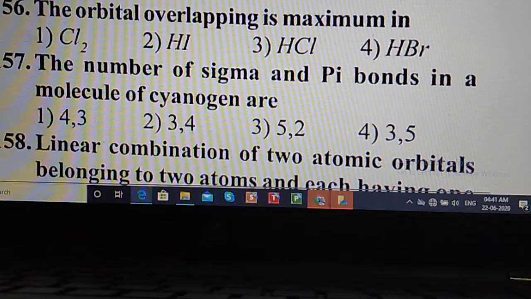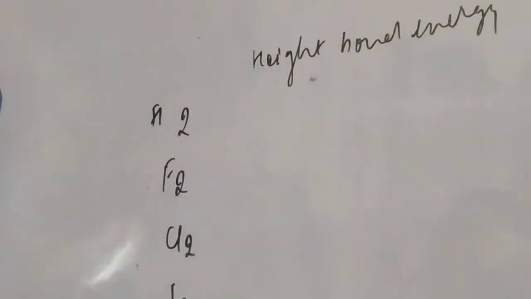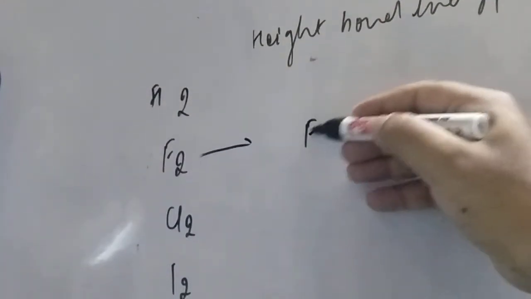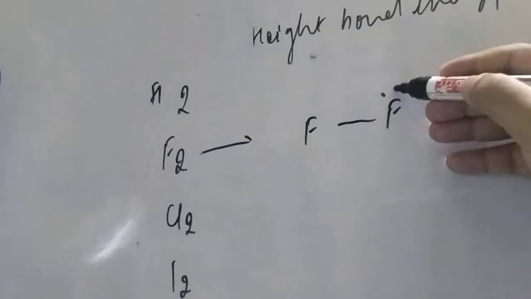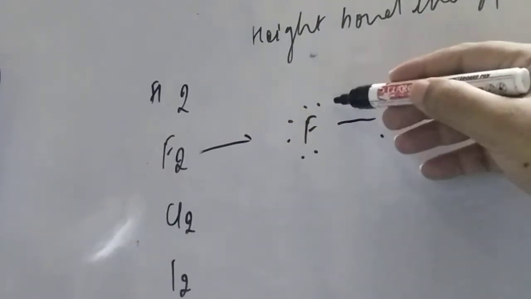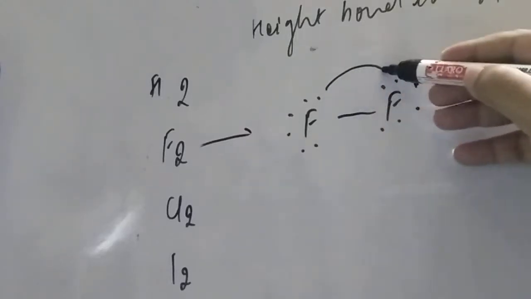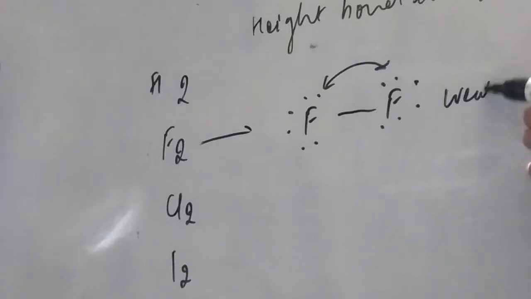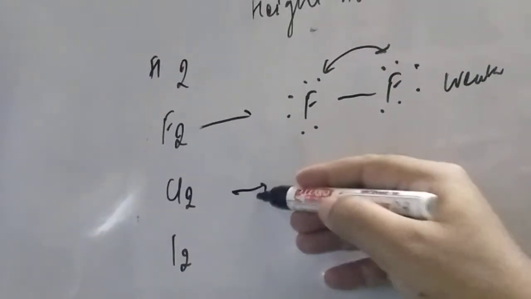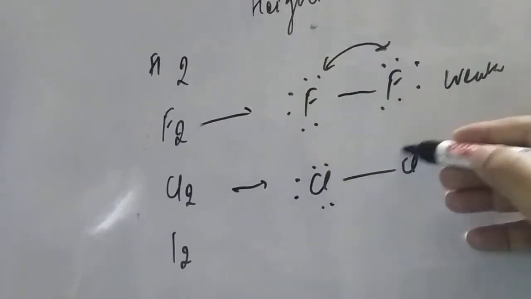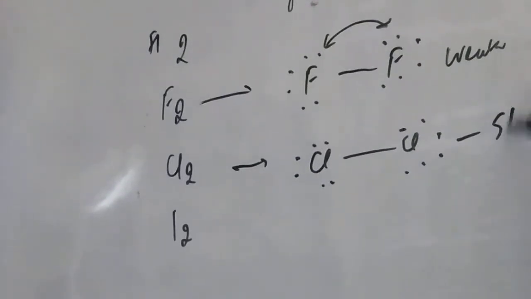So dear student, let us come to the board, student. What you will find is the highest bond energy. How? If you talk about F-F, due to its small size, student, there is interelectronic repulsion in the F2 molecule. Because of this repulsion, this is a weak bond. And here, if you come to Cl-Cl, student, there is no interelectronic repulsion because of the large size, student. So this is a strong bond.